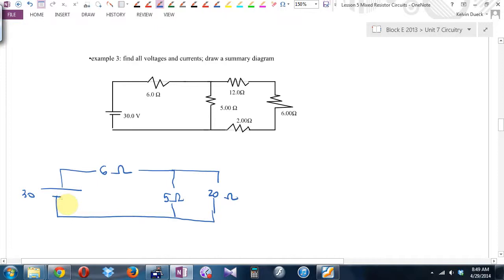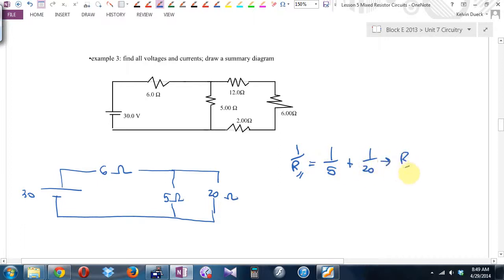Right now, that's what we have. You okay with where that 20 came from, Kayvon? Yeah. Now what? Which ones? The 5 and the 20. So now I can say 1 over R parallel is going to be 1 over 5 plus 1 over 20.